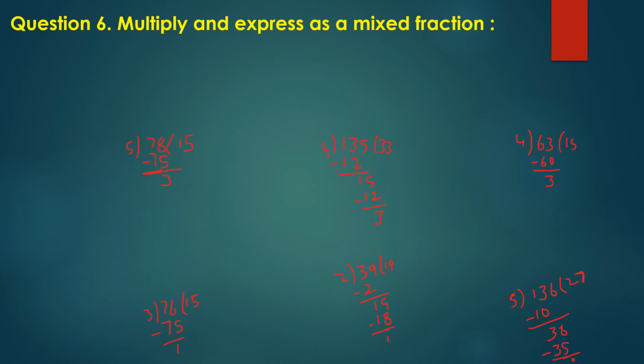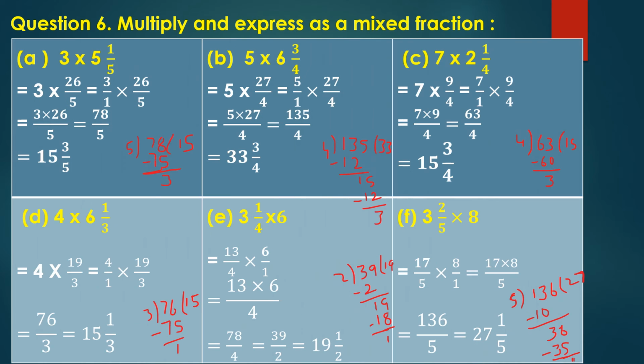Now let us go for question number 6. It says multiply and express as mixed fractions. I hope all the questions are very easy under exercise 2.2, because here we are using the properties of fractions under multiplication. So it's very easy. That is the reason we have to understand the properties properly. Then we can solve whatever questions are given.